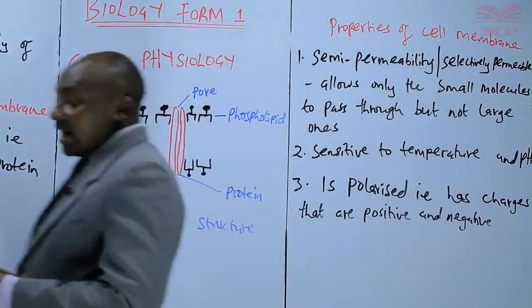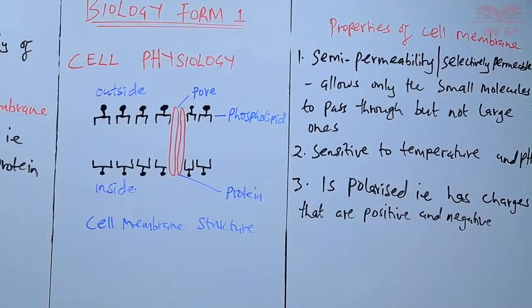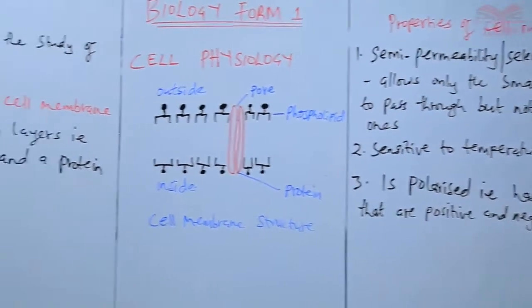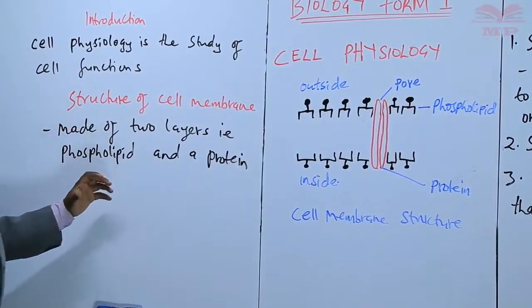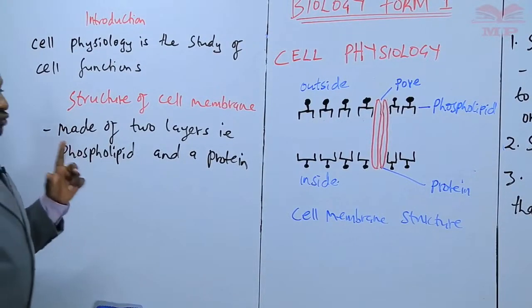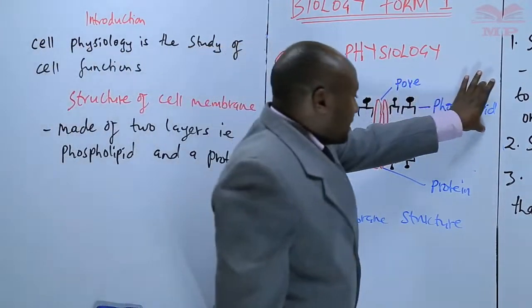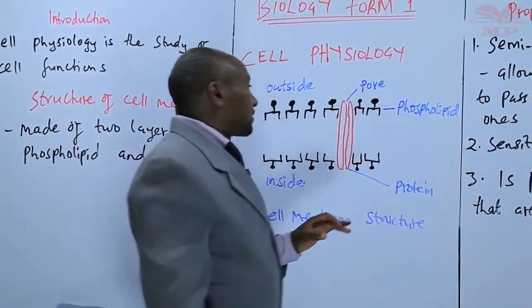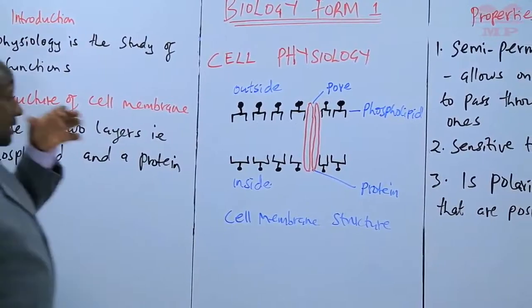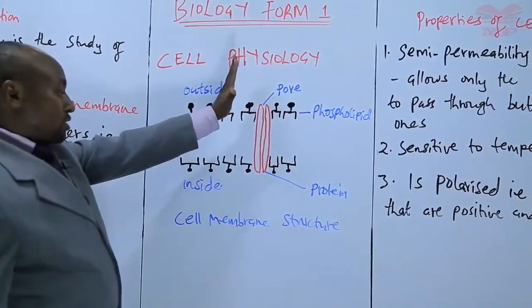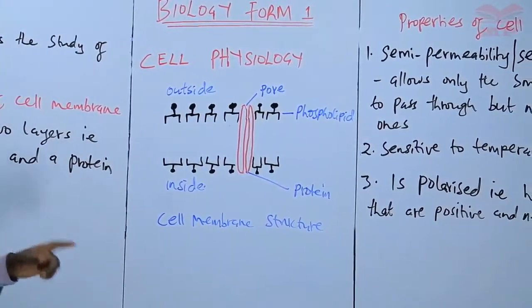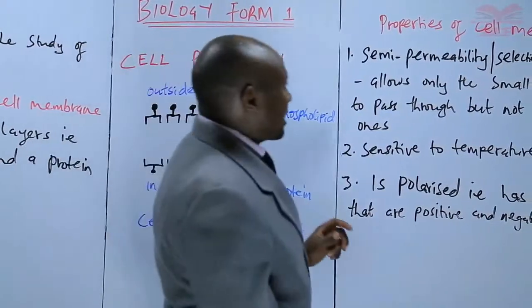So basically, we have looked at the objectives of the entire topic. We have listed them down. Then we have gone ahead and defined what cell physiology is, the study of cell functions. We have looked at the structure of the cell membrane, and we have seen that it is made of 2 layers: the phospholipid layer and the protein layer. And in the protein layer, there is a pore that allows materials to get in and out. Then we have looked at the 3 properties of the cell membrane.